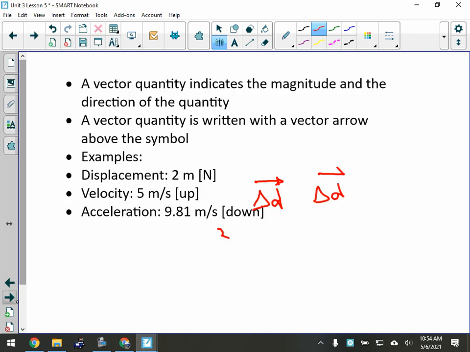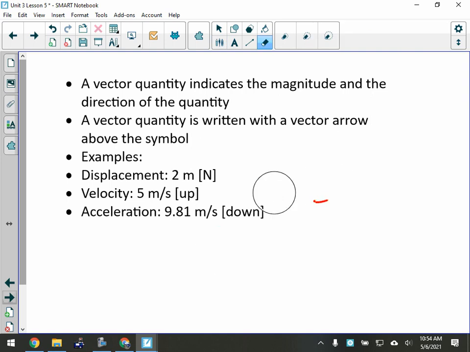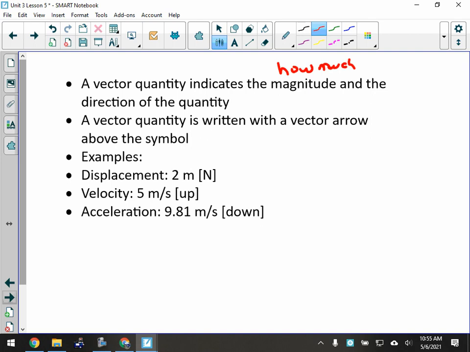Now, a vector quantity, I'm just going to erase this stuff here. A vector quantity indicates the magnitude, so again, how much, and the direction of the quantity. A vector quantity is usually written with a vector arrow shown above the symbol. For example, you're going to see these examples here, and you're going to see a little bit of different words.